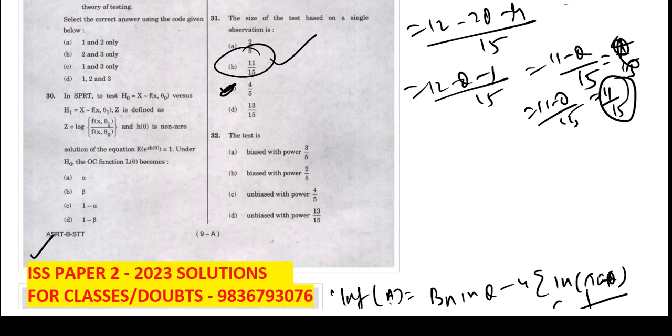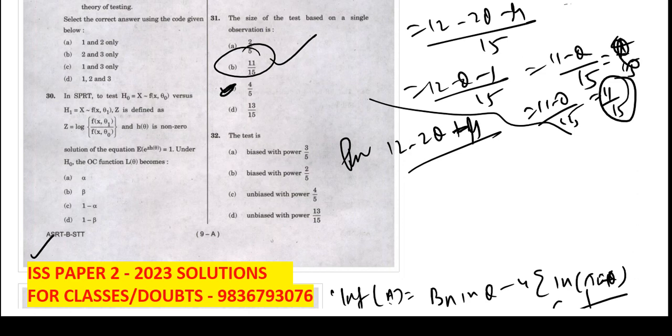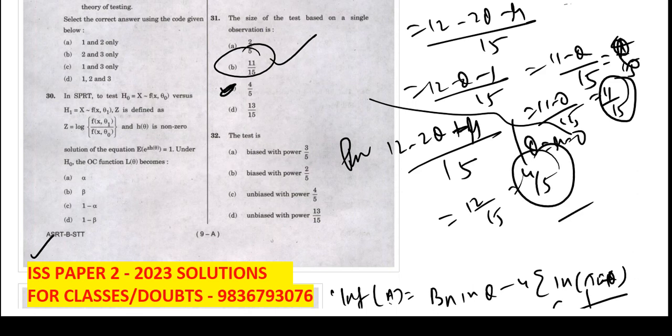The test is biased or unbiasedness checking. So the power of the test again: 12 minus 2 theta minus mu by 15, for theta equal to mu equal to 0. So 12 by 15, so 4 by 5. So power is greater than size. So unbiased. So option number C is the correct answer.